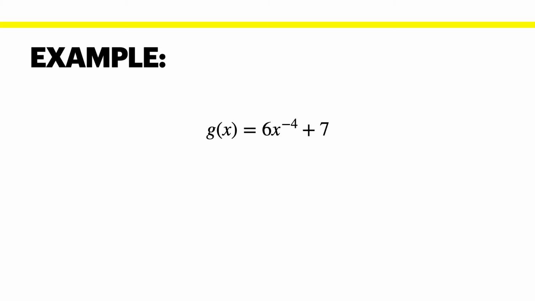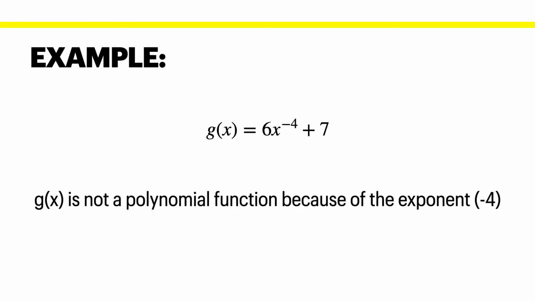So in that case, this is not a polynomial function. It's a different one, and that kind of function we will tackle in the future. Because of the exponent negative 4 over there, it rendered our function not a polynomial. So always remember that not all functions are polynomials, and you have to pay attention to their powers. Let's go for our next one.